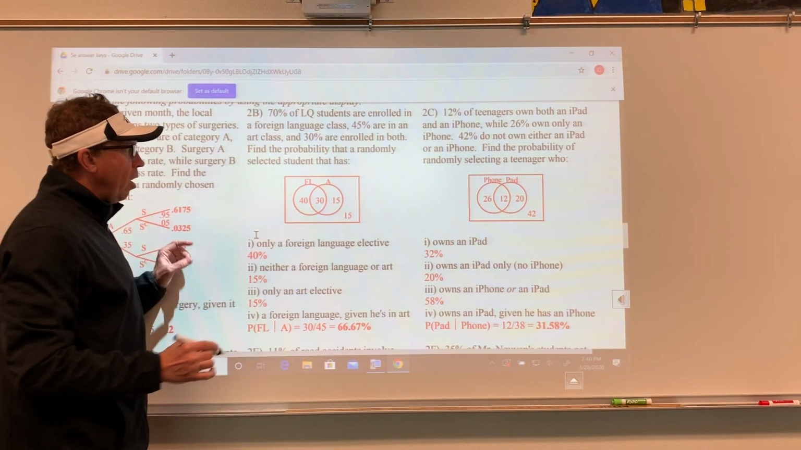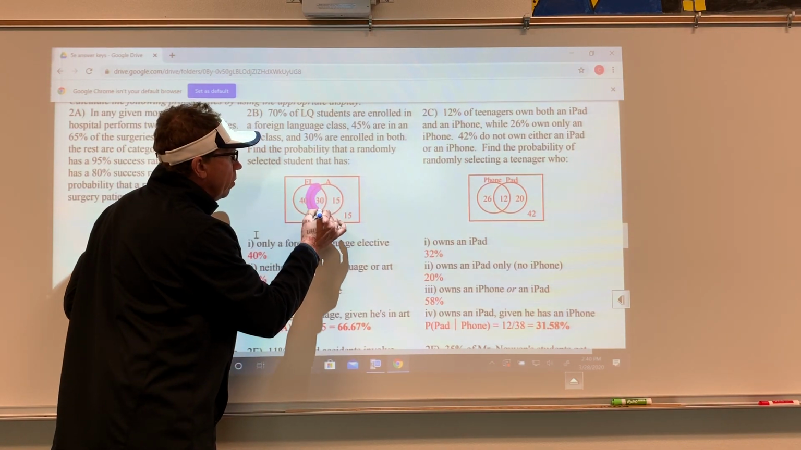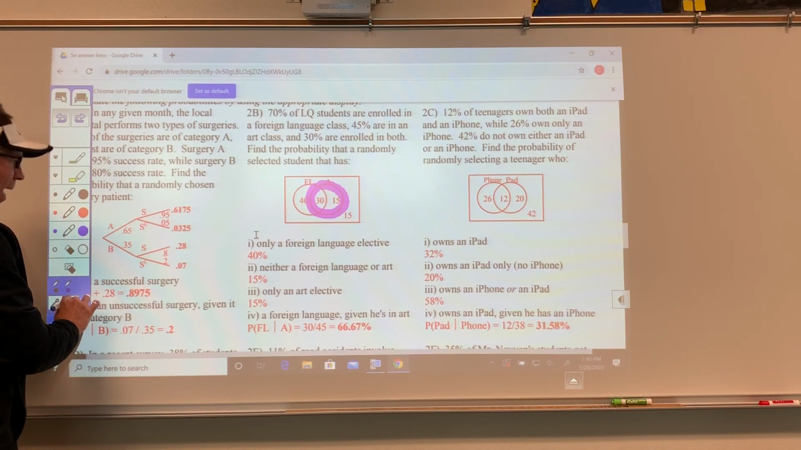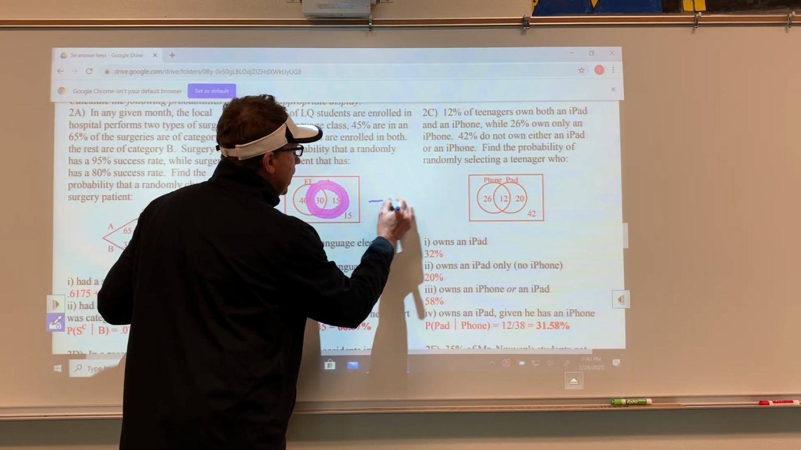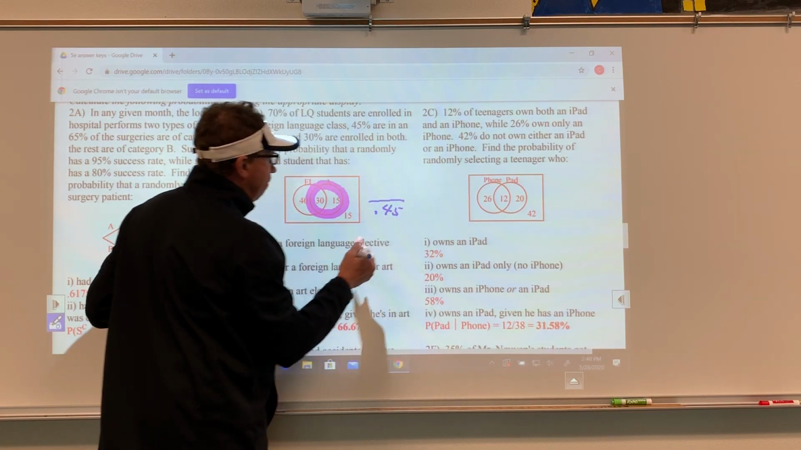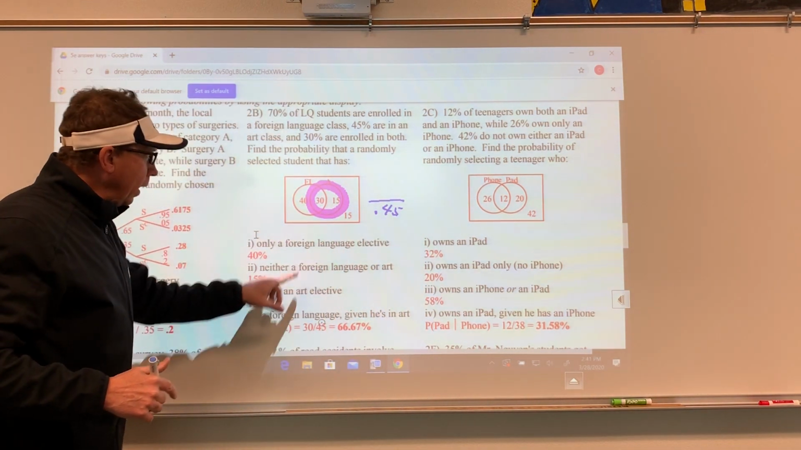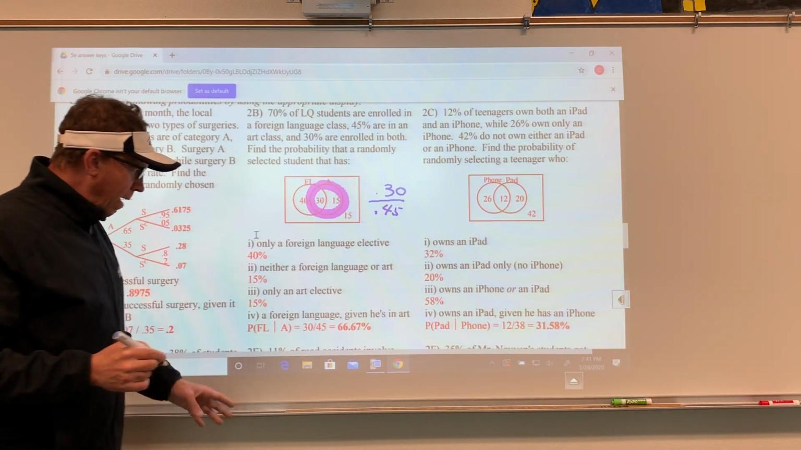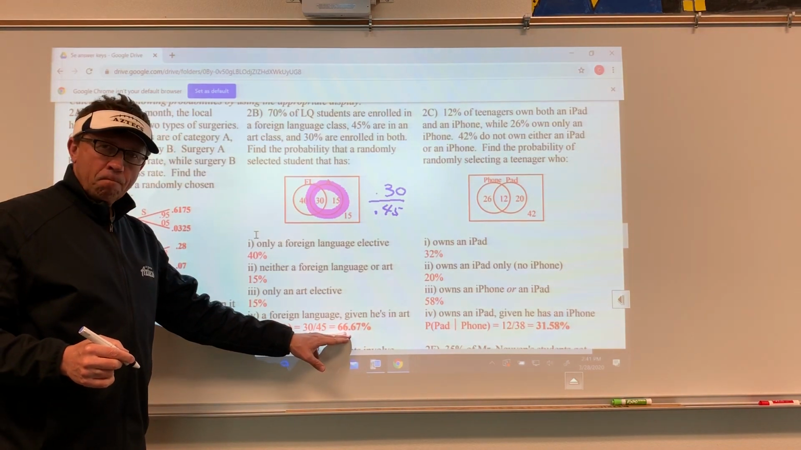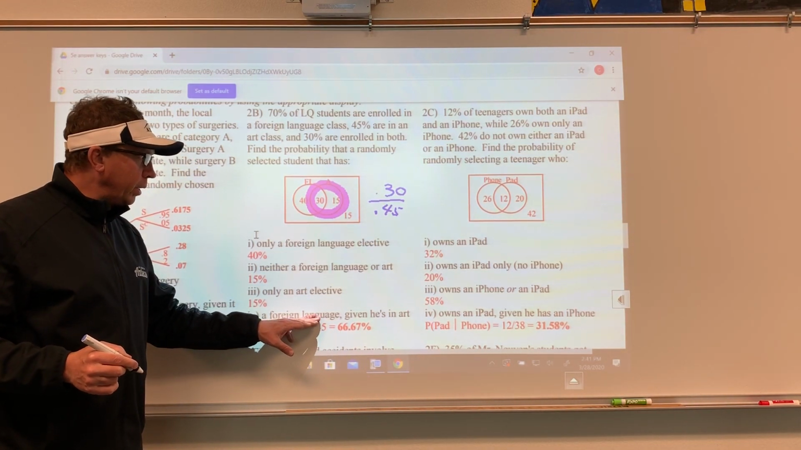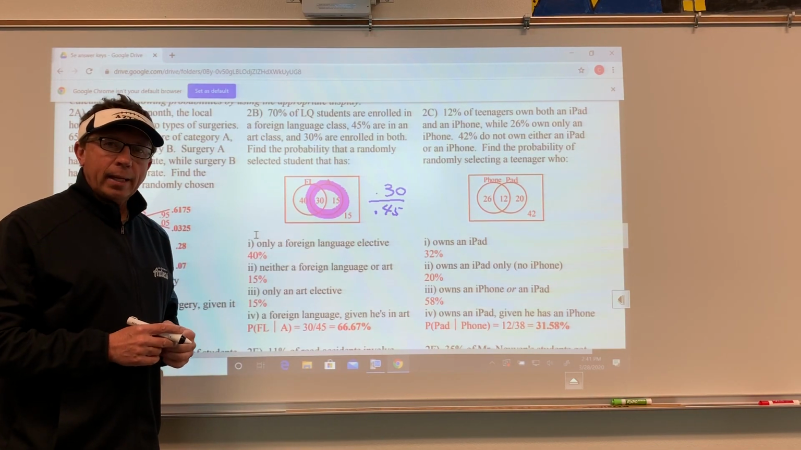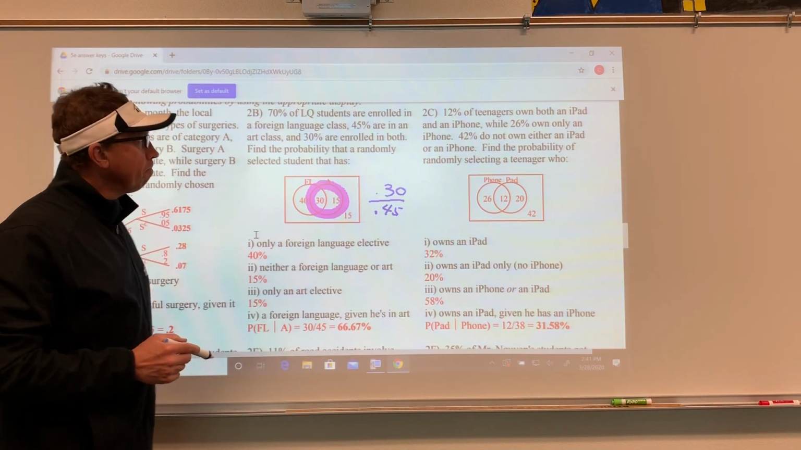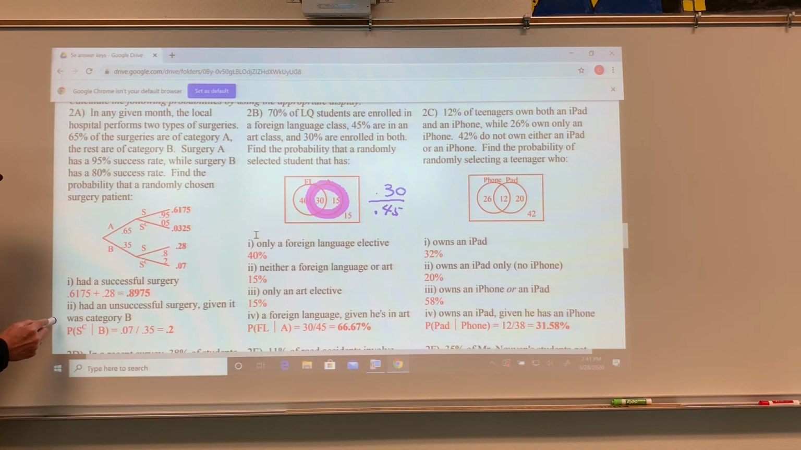So given he's in art. So I'm going to circle the art part, given that he's in art. So we're only dealing with that particular bubble. So given that he's in art, that's 45% right there. A foreign language, 0.30 over 0.45, and that ends up being 2/3. Okay? So those conditional questions limit what you're going to be looking at. And so when you see given, that becomes the denominator. Okay? All right, let's go on to item C.